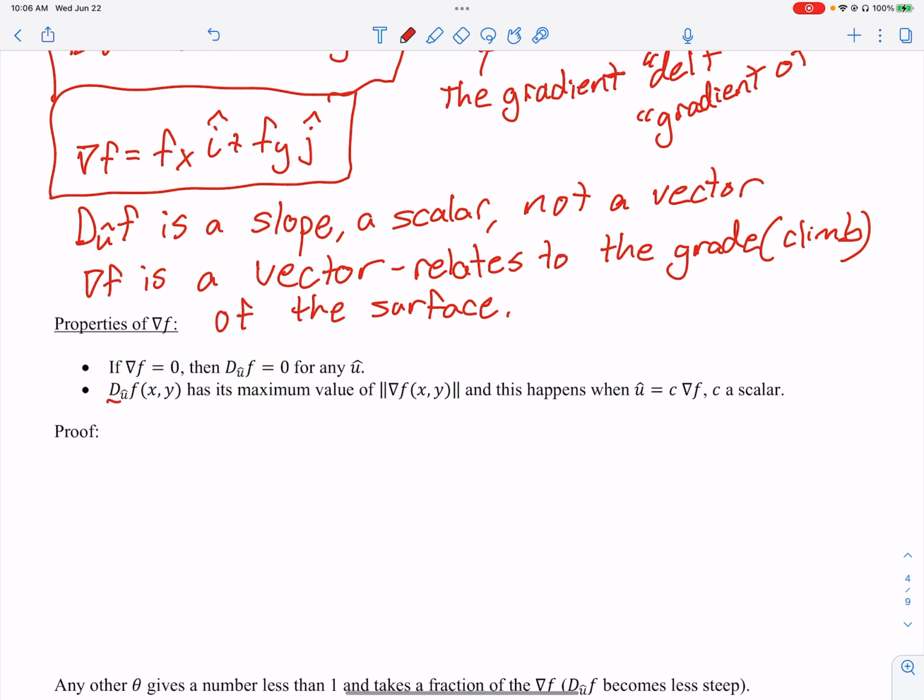Remember, this is our directional derivative. It actually has its maximum value when u is a constant multiple of del f. What this means is that it runs in the direction of del f. Del f is a vector. So what does that mean? Well, del f can't be a maximum, but if I take the magnitude of it, that is the maximum value for slope at that point.